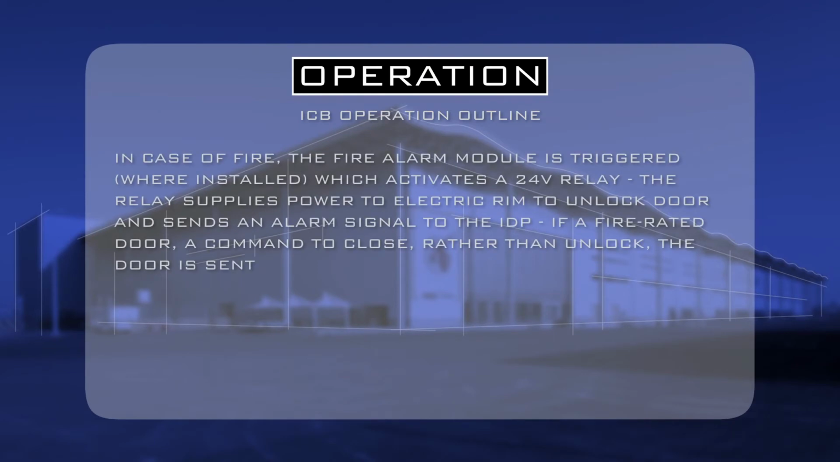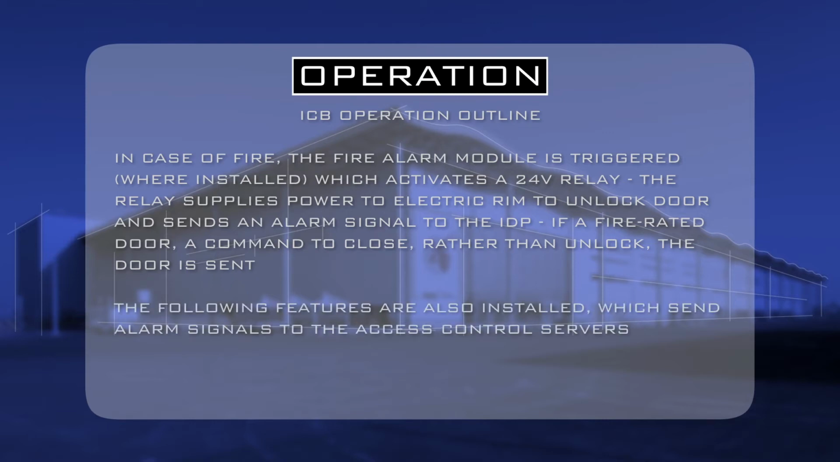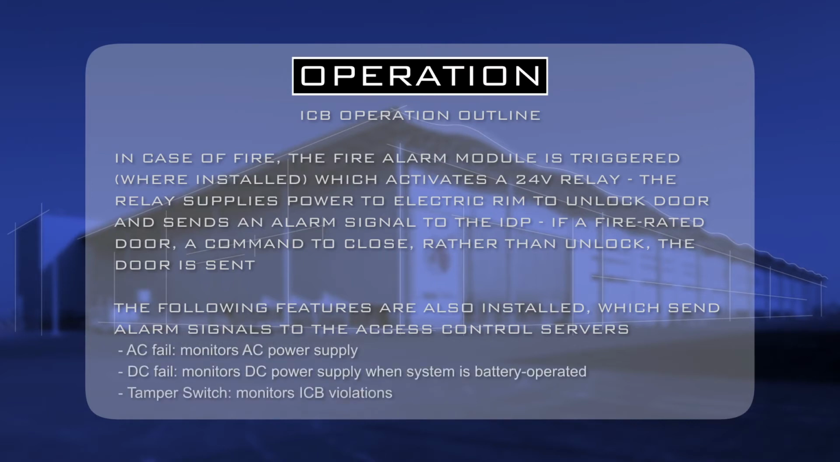If there's a fire, the fire alarm module is triggered, which activates a 24-volt relay. The relay supplies power to the electric rim to unlock the door and sends an alarm signal to the IDP. If it's a fire-rated door, a command to close it rather than unlock it is sent. Alarm signals are also sent to the access control servers should the AC or DC power fail. The tamper switch can also send an alarm signal if there is an ICB violation.